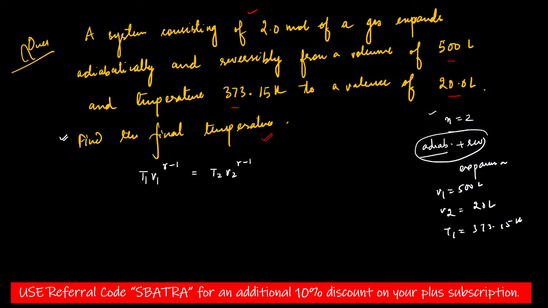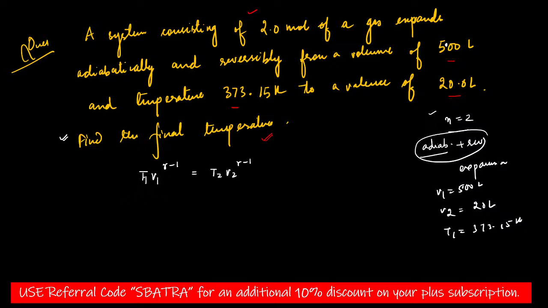Yes, this is not 500 liters, this is 5 liters. Is it clear, Atanu? This is 5 liters, not 500 liters. So now this is your expansion, 5 liters to 20 liters. T1 is given, we have to find out the T2 temperature.